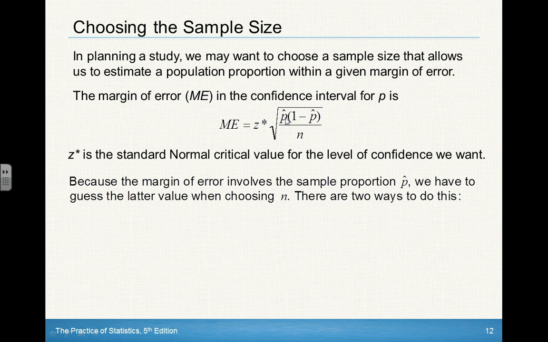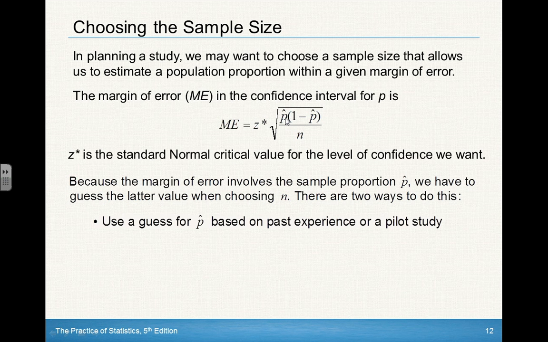And I haven't done the problem because I don't know what sample size to take, because I'm waiting to figure out what sample size to take so I get the margin of error the way I want it. So it's this circular argument. So I have to kind of guess somewhere along the line. And there's two primary ways to guess.